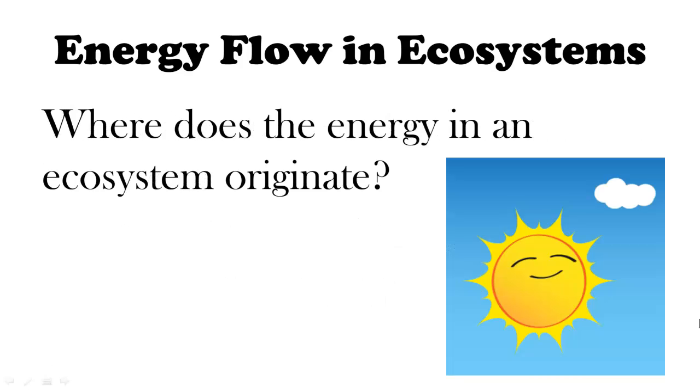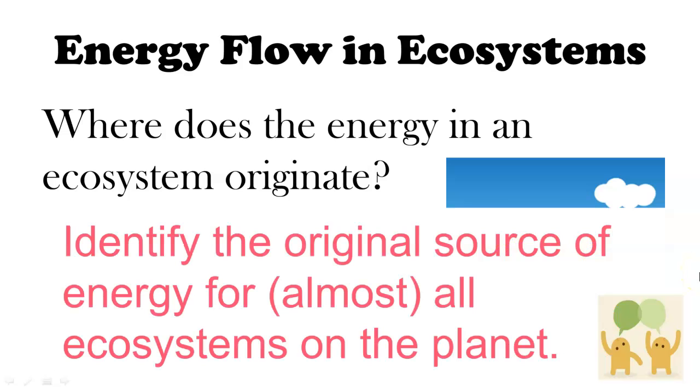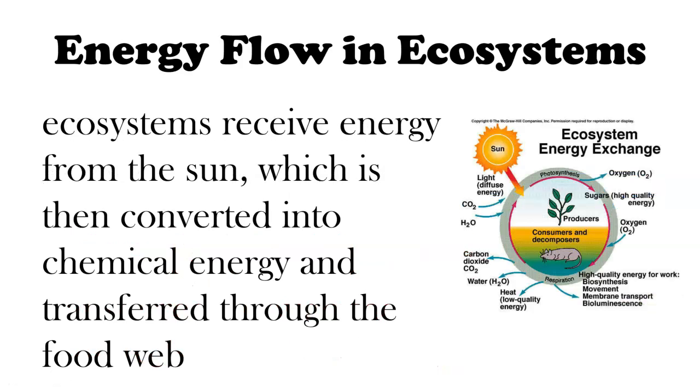So let's take a look at this picture here, and maybe you would be able to figure out, where does the energy in an ecosystem originate? And think about it, could you identify the original source of energy for almost all ecosystems on the planet? So of course, most ecosystems receive energy from the sun, which is then converted into chemical energy during photosynthesis and transferred through the food web. And it starts out as being stored in glucose molecules, and that energy is then transferred to successive trophic levels as it moves through the food web or food chain.